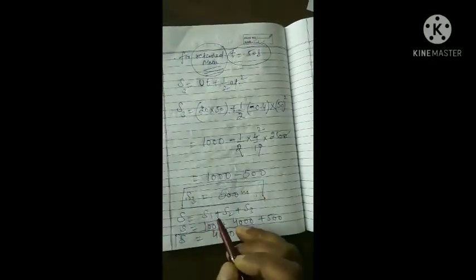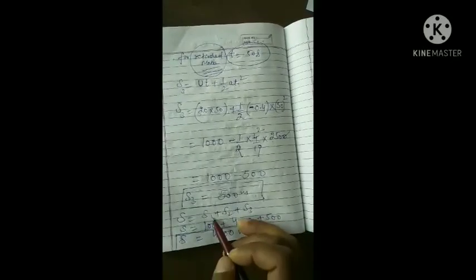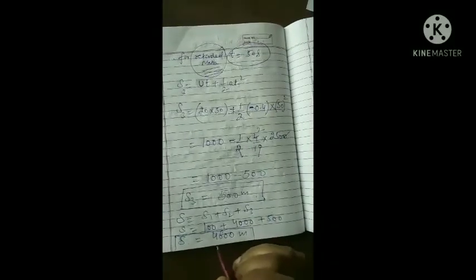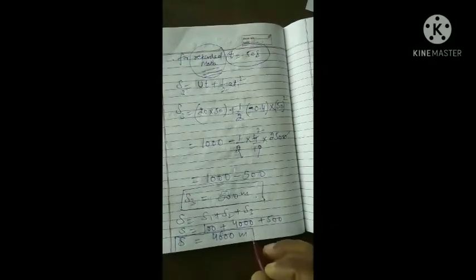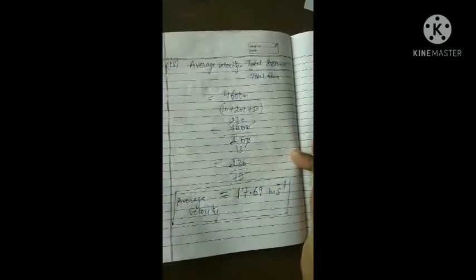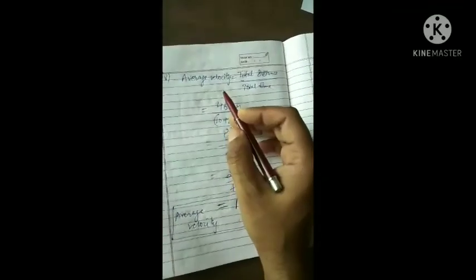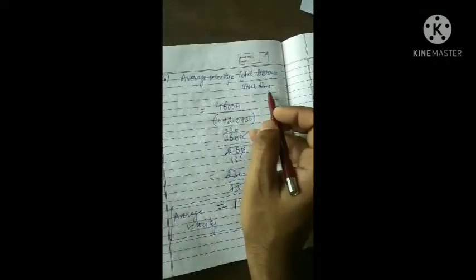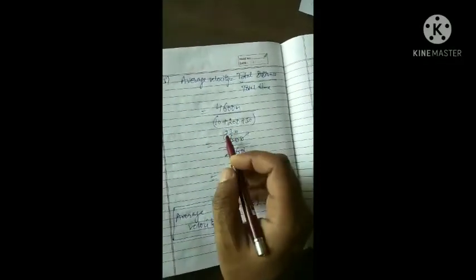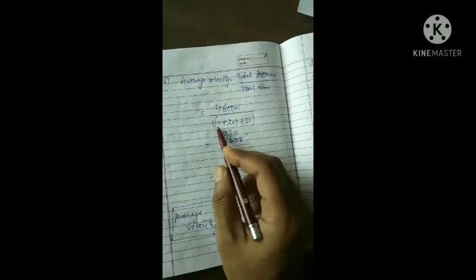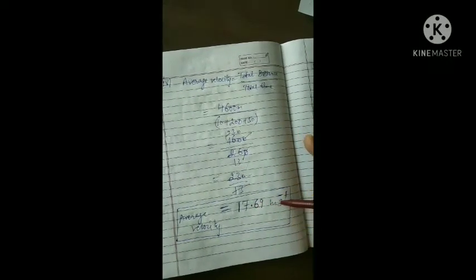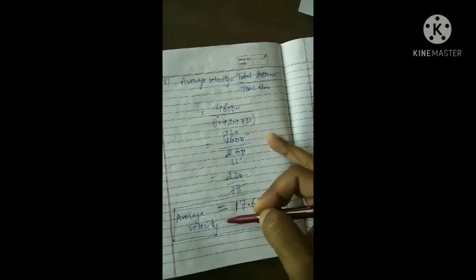Now total distance is S1 plus S2 plus S3. S1 you got 100, S2 you got 4000, S3 is 500. So total distance is 4600 meter. Okay. Then the last one is average velocity. Now average velocity is total distance upon total time in a straight line. So total distance is 4600. What is the total time? That is 260, 10 plus 200 plus 50. When you solve this, you'll get 17.69 meter per second as the average velocity.